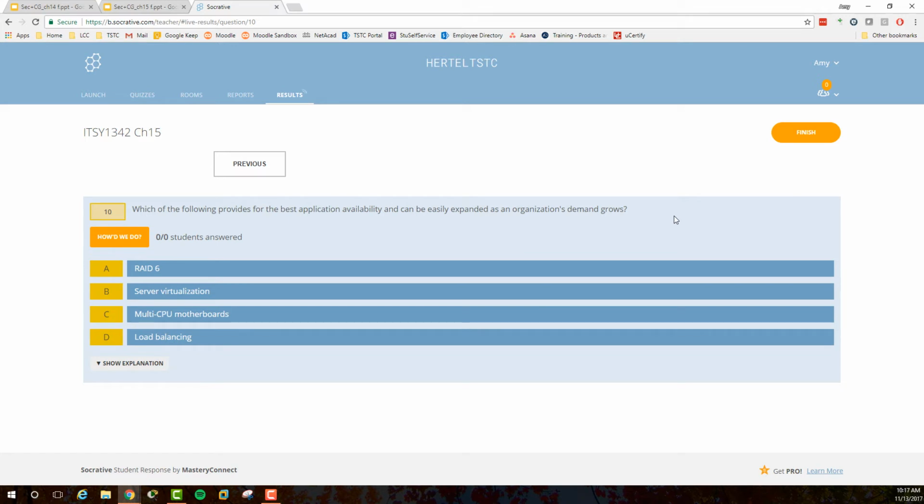Last question. Which of the following provides for the best application availability and can be easily expanded as an organization's demand grows? RAID 6, server virtualization, multi-CPU motherboards, or load balancing. So the best application availability and can be expanded would be load balancing. Server virtualization is not a bad answer here. Within the context of the chapter, you can kind of point out that load balancing is what they're getting to.